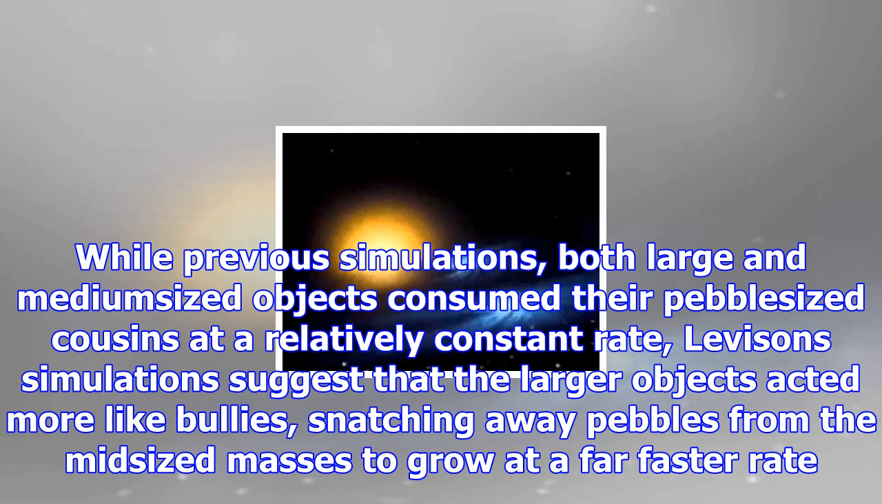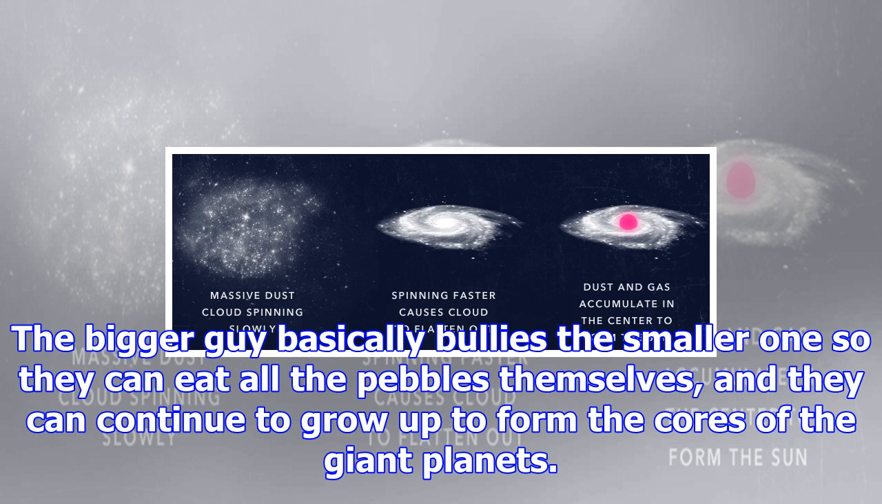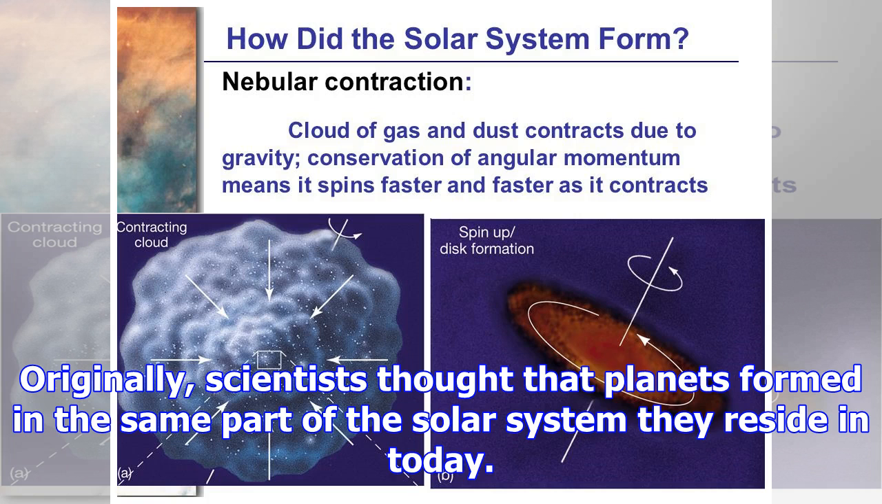In 2012, researchers Mikael Lambrechts and Anders Johansen of Lund University in Sweden proposed that tiny pebbles, once written off, held the key to rapidly building giant planets. "They showed that the leftover pebbles from this formation process, which previously were thought to be unimportant, could actually be a huge solution to the planet-forming problem," Levison said.